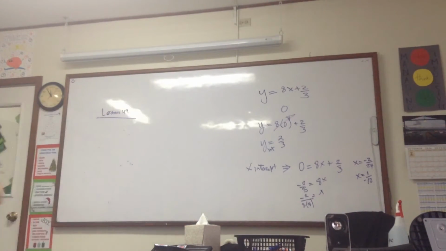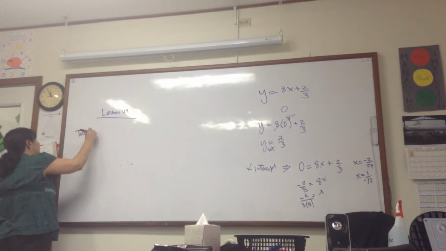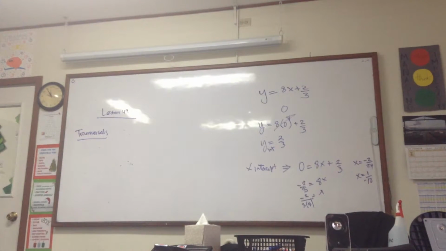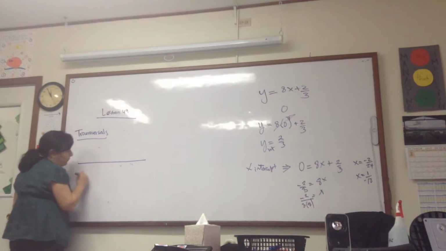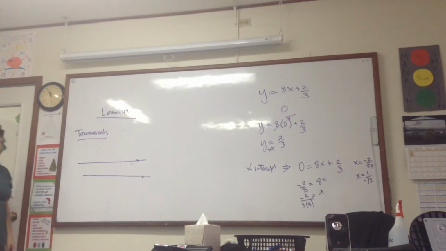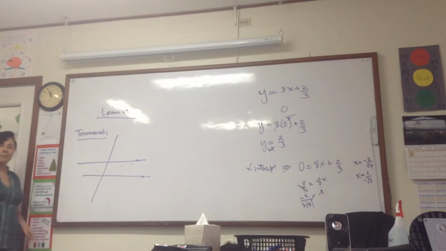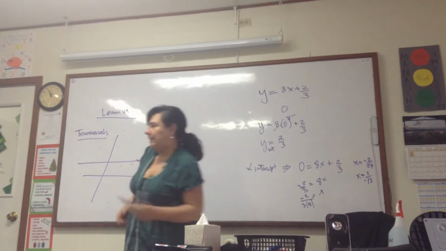Yeah, that's true. So now transversals. You remember what transversals are? Transversals are anything that crosses two parallel lines. So if I have two parallel lines and I know they're parallel because I put the little arrows, not at the end but in the middle, that's a transversal. Because it just cuts through.